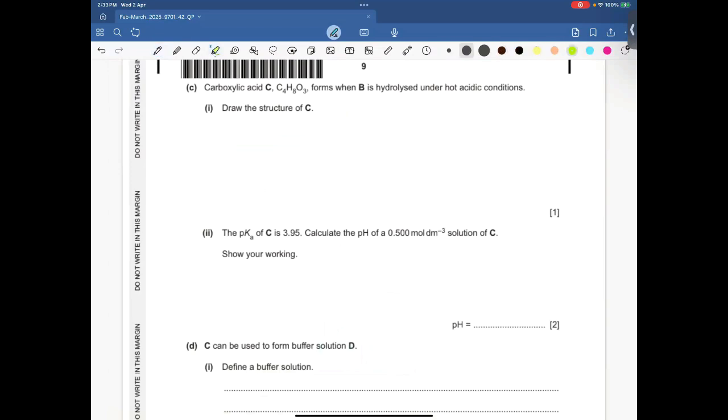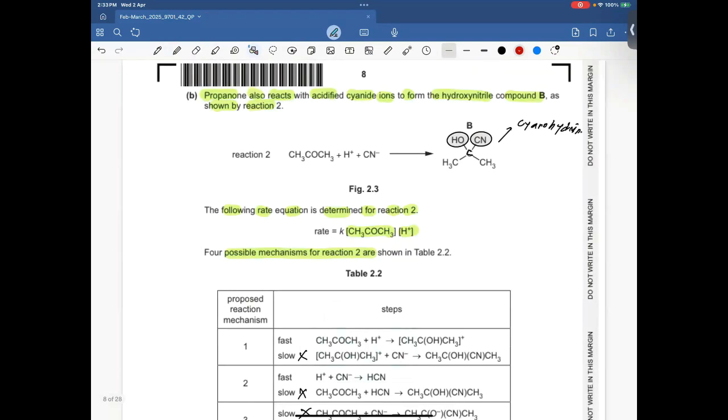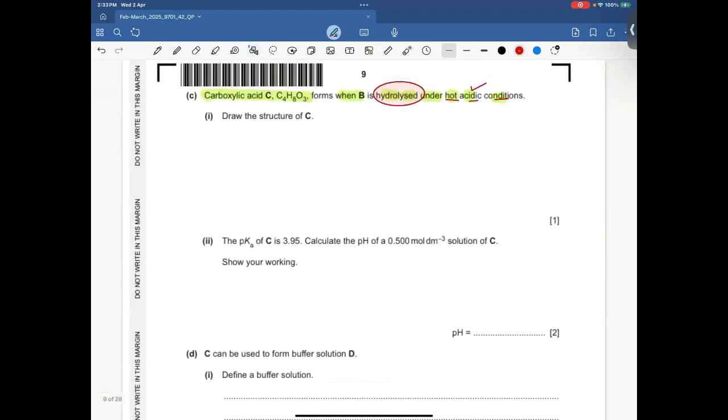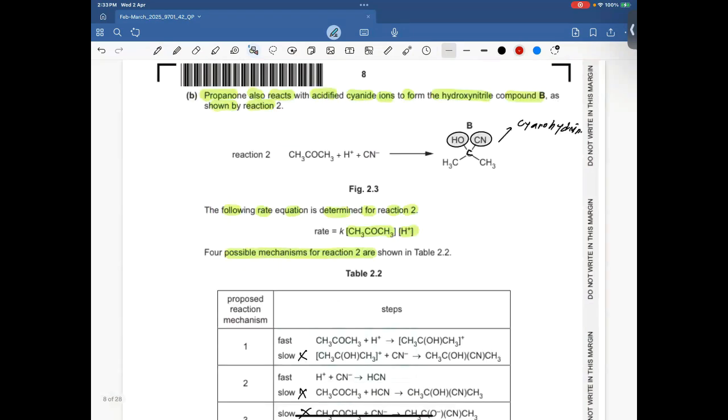Next, carboxylic acid C4H8O3 forms when B is hydrolyzed under hot acidic condition. All right, seems interesting. Hot acidic condition, acid hydrolysis, I mean to say, right? So compound C, where is compound C, by the way? Oh, my bad. Okay, when B is hydrolyzed under acidic condition, obviously the entire segment of this molecule will remain as it is, but the CN under acid hydrolysis will turn to COOH. So that's an easy task. We have done that.